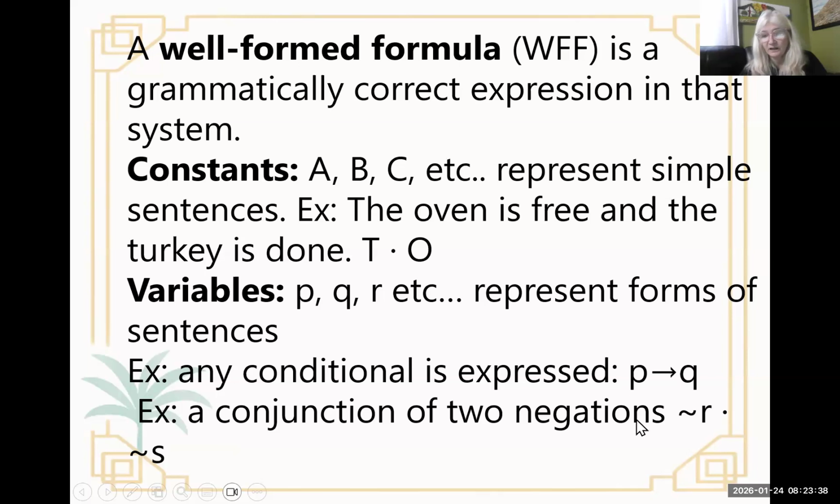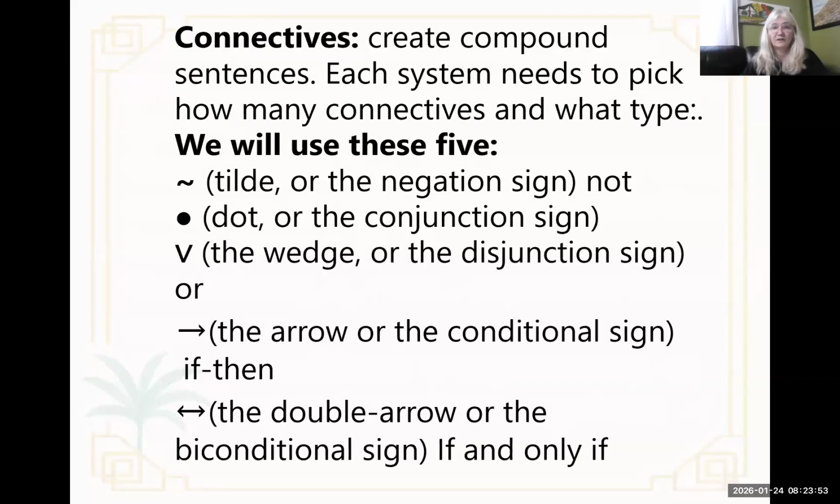A conjunction of two negations, we put it this way: negation r and negation s. Again, I've just introduced these symbols now. I've introduced the arrow for "if then." These are the connectives, and these create compound sentences.